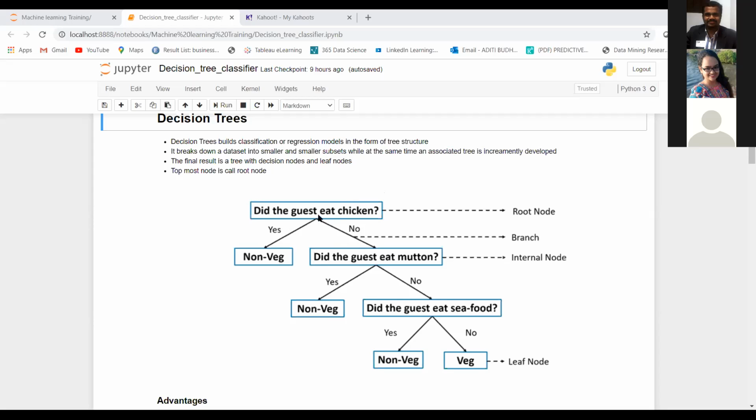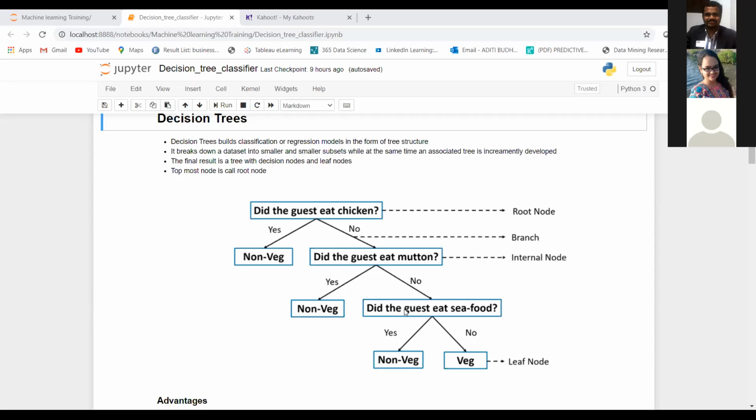Now over here, you won't actually ask these questions in your model. These questions actually signify the features. Whatever features or columns we have in our data set, your data set will be split based on those features or those columns, right? So let's say these three are the features or the columns that are present in my data set. Okay, so whether that guest has eaten chicken.